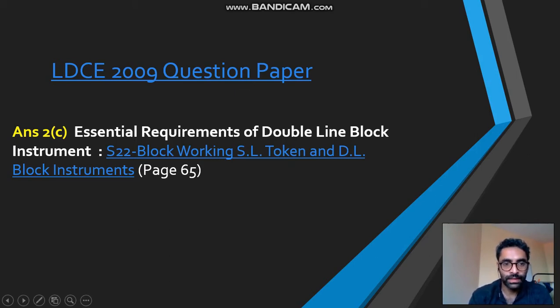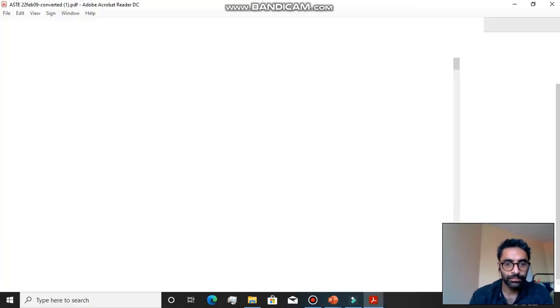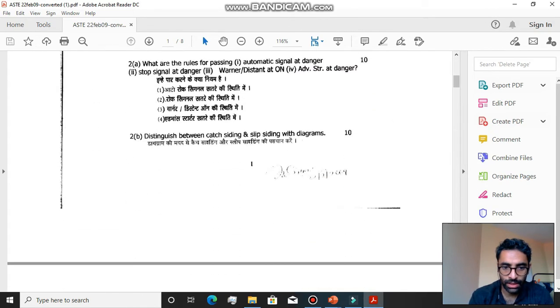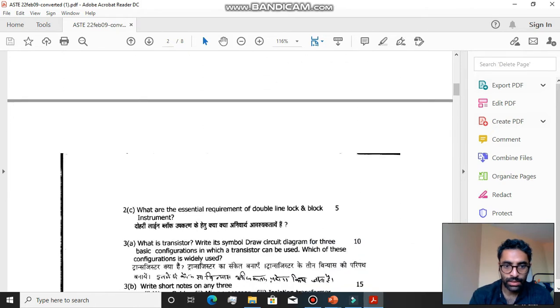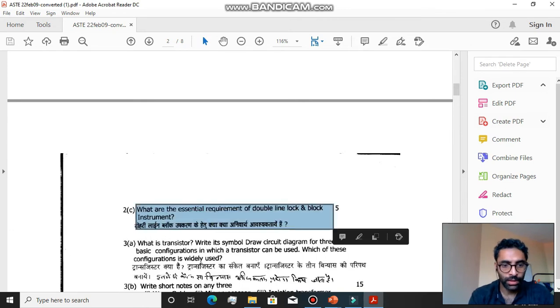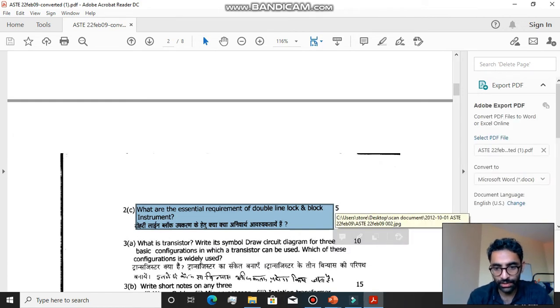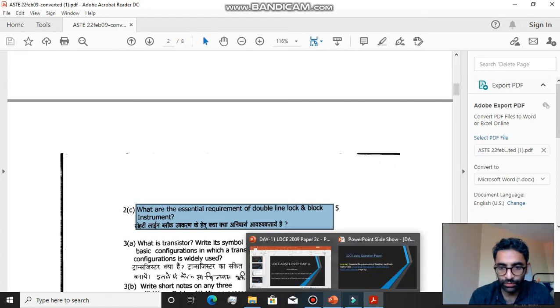So let's just open the question paper first. So here is the question paper, and question 2C, you can see it here. What are the essential requirements of double line lock and block instrument? In Hindi it's written as दोहरी लाइन ब्लॉक उपकरण के हेतु क्या क्या अनिवार्य आवश्यकताएं हैं, and it's for 5 marks. So let's see the solution of this question.